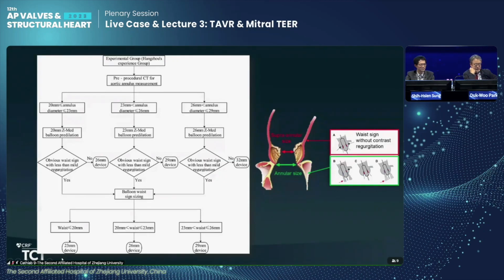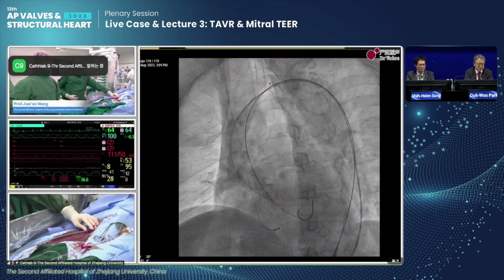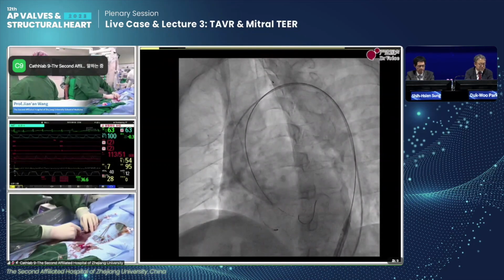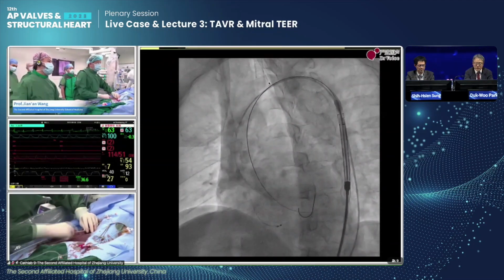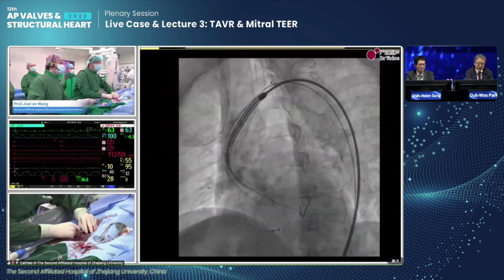The annulus is 25.6. Professor Wang, could you show the aortogram again? For this kind of patient, during the deployment of the device, we need to use the cusp overlap strategy. Can I ask you some questions about the balloon sizing? Yes, this is Venus A-Plus.